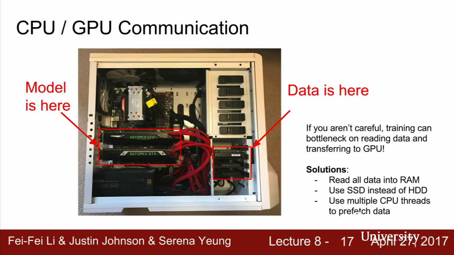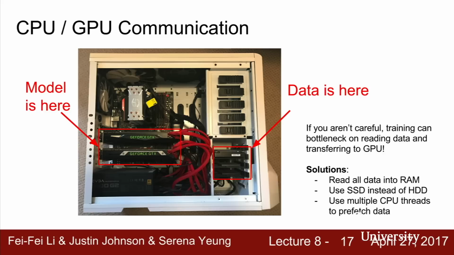So some solutions here are that if your data set's really small, sometimes you might just read the whole data set into RAM. Or even if your data set isn't so small, but you have a giant server with a ton of RAM, you might do that anyway. You can also make sure you're using an SSD instead of a hard drive. That can help a lot with read throughput.